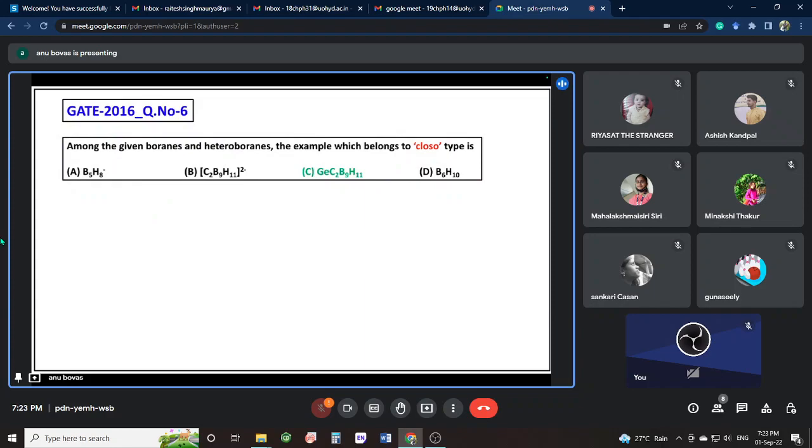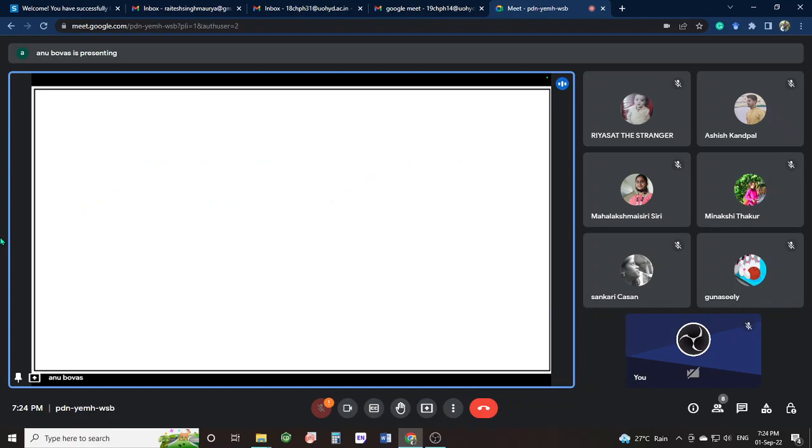Next, let us solve a question from GATE Chemistry 2016, question number 6. In this, we have to find, among the boranes and heteroboranes, the example which belongs to closed type. I told you what boranes are: boron and hydrogen. This is an example of carborane, which has carbon, boron, and hydrogen. Heteroboranes means it also has another element besides boron and hydrogen. Among these four, we have to find out which has closed structure. Similar to the earlier question, we can find the answer to this question also.